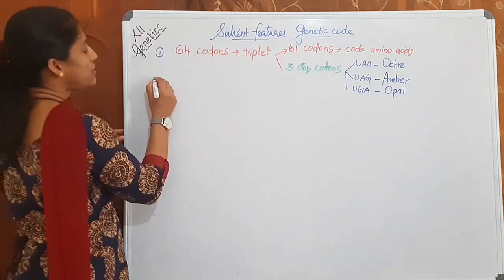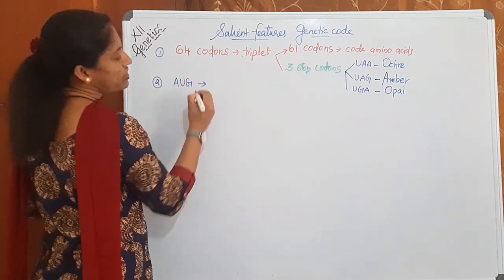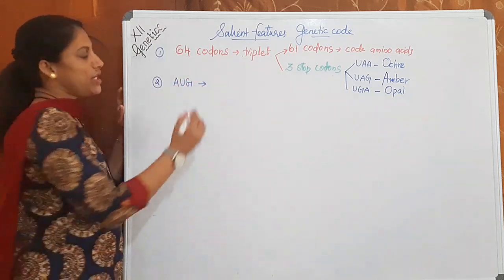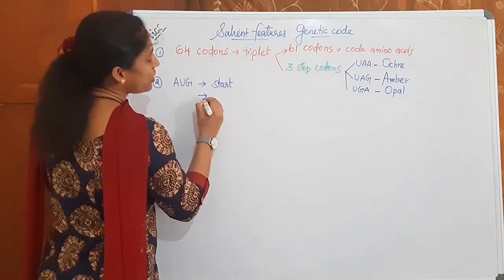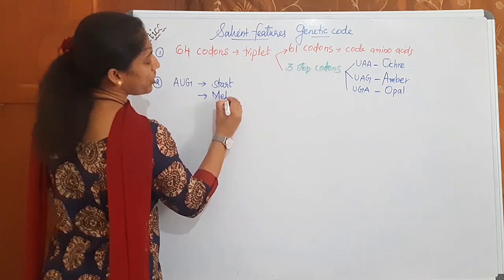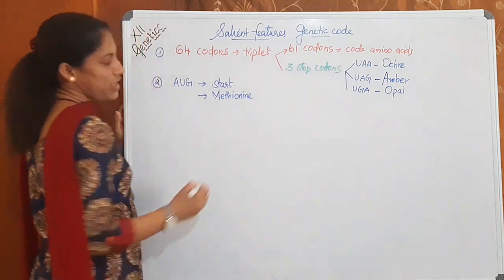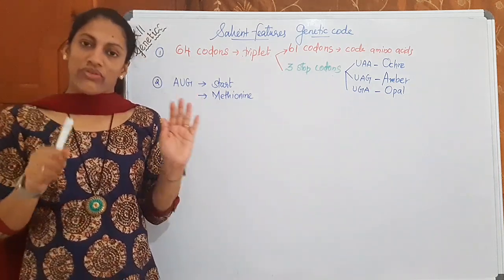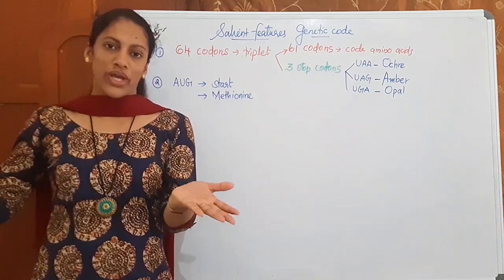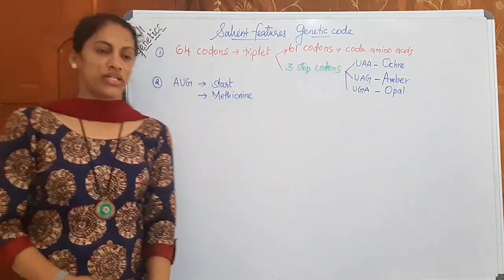The next point, the codon AUG. What is special about AUG? It is the start codon. Okay, it codes for which amino acid? Methionine. So we can say it has a dual function, 2 functions. It is needed for the start, it's a start codon, and also wherever it comes in between or anywhere, it codes for the amino acid methionine. Dual function.